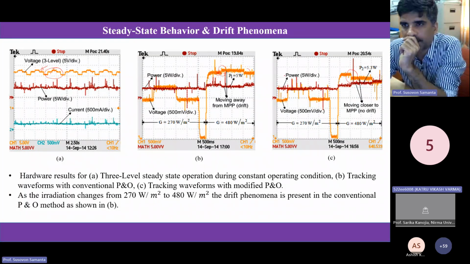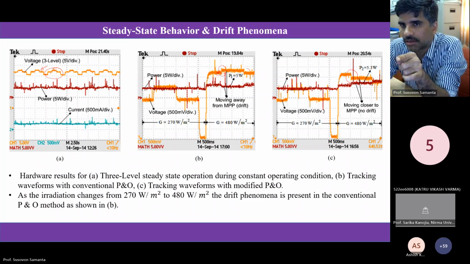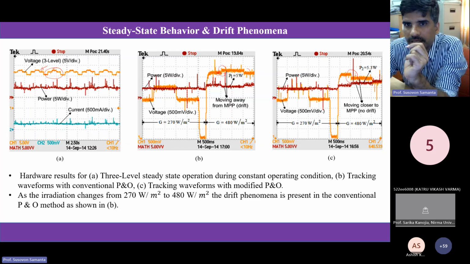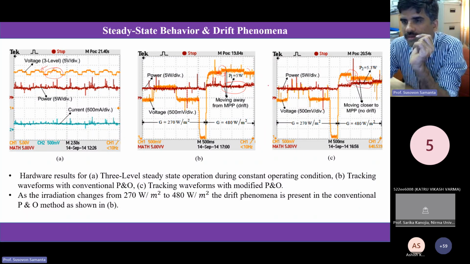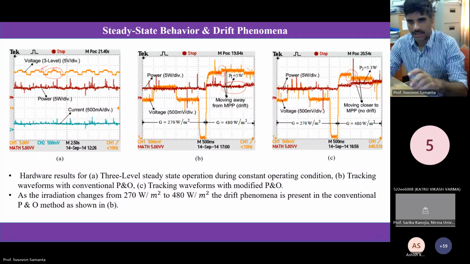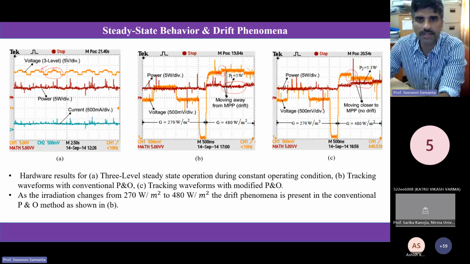When we did the modification, at that time, due to the extra checking of the current, we know that this variation of power is due to the irradiation change, and we should decrease the voltage. So that is why we decrease the voltage. And see the power also. For this case, we got less power, but we are getting more power in this case. Okay. So this is the modification that we did.